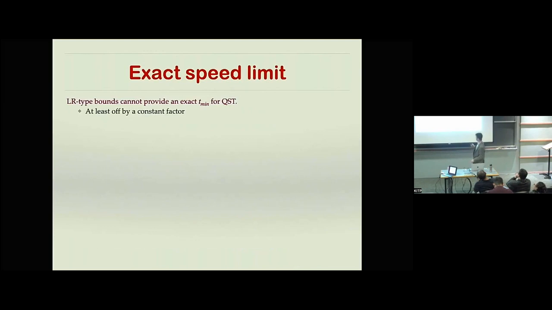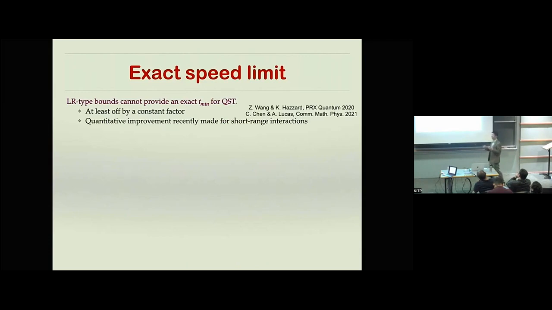So recently what we try to do is to tighten up that prefactor. Typically the Lieb-Robinson bound cannot provide an exact minimum time, either for quantum state transfer or just as a bound in general. It's always loose by some constant factor. But there has been quite some recent interest in making quantitative improvements to the Lieb-Robinson bound, even just for short-range interacting systems. In that case, we want to tighten this Lieb-Robinson velocity.